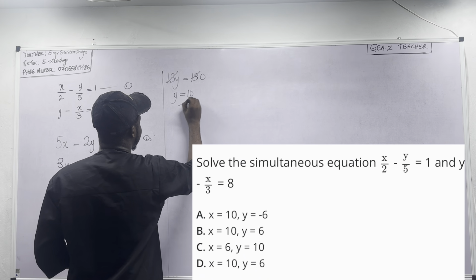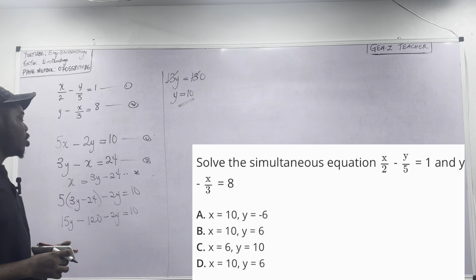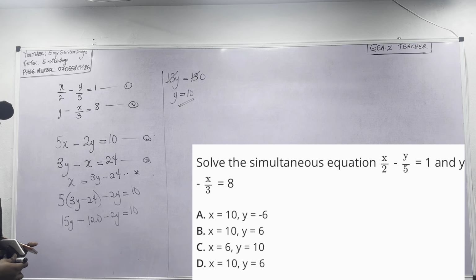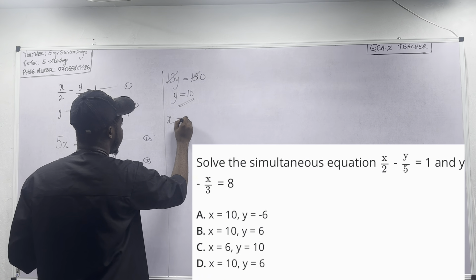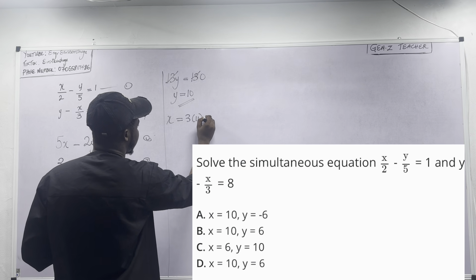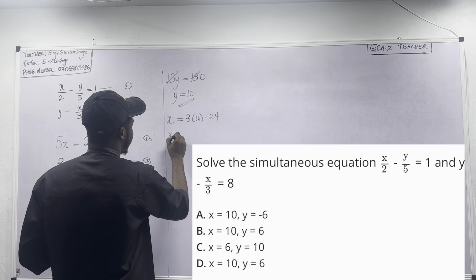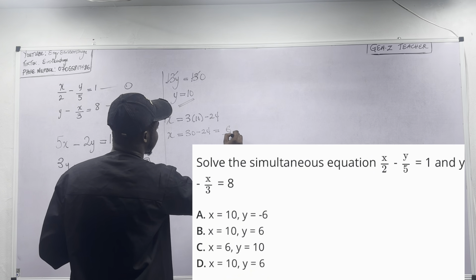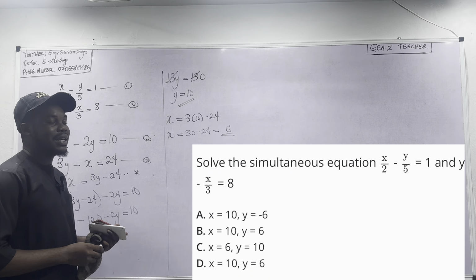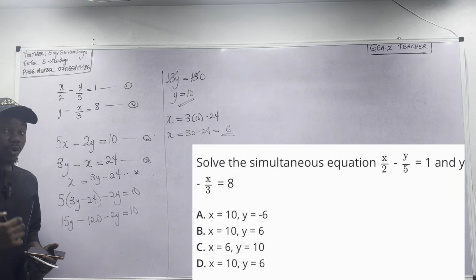y becomes 10. Now you've gotten the value of y, you can find the value of x because x equals 3y minus 24. So let's plug that in to get the value of x. So x should become 3 times 10, then minus 24. So x should become 30 minus 24, and that gives you 6. So the answers are 6 and 10 respectively for x and y.